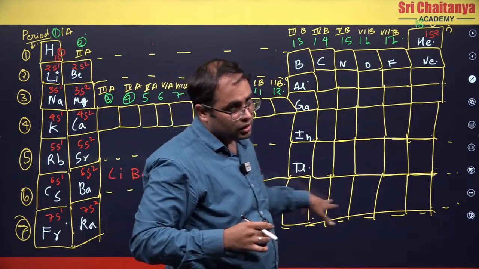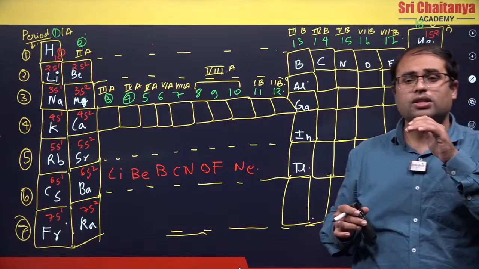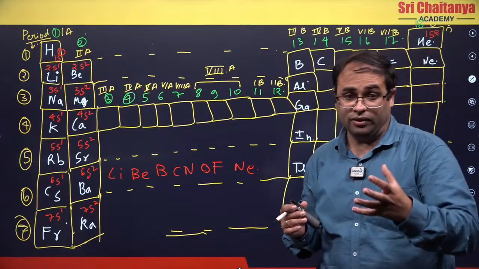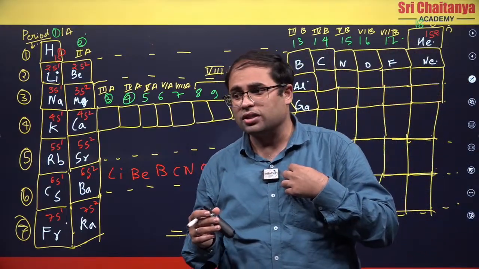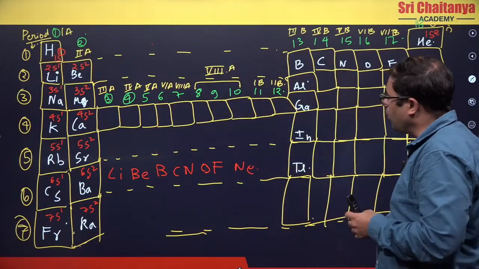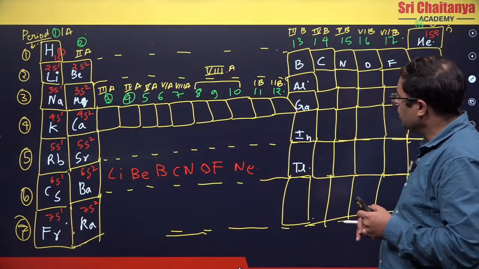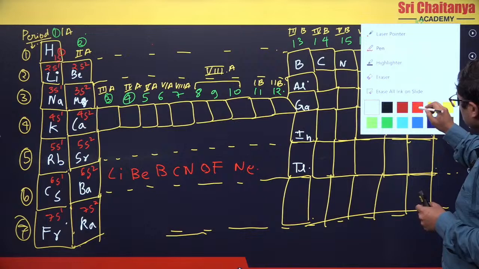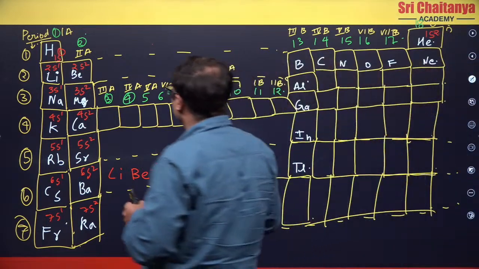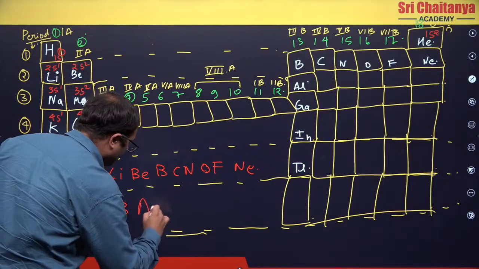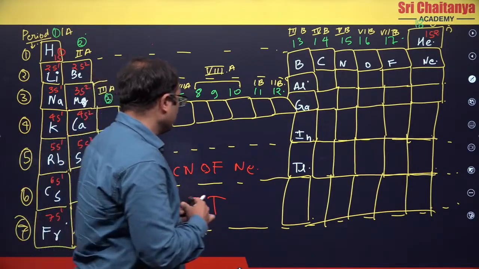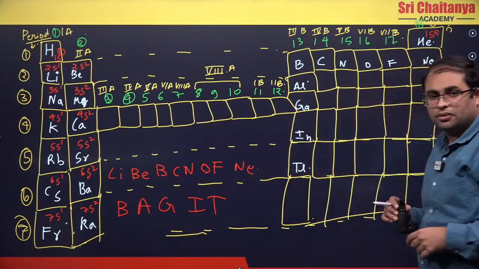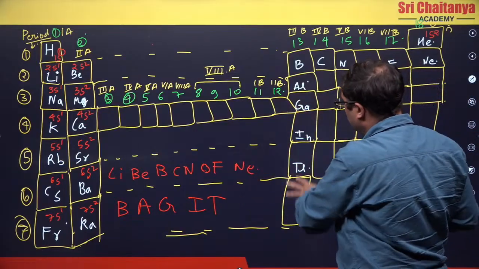See, the last period I will not be concerned with that much because that is not asked much, and all of these elements in the last period, the 7th period, are radioactive. Radioactivity means they are harmful to our health. That's why we will not talk about that. Now a mnemonic for this I am going to write: bag it. You can see B, A, G, I and T. You can write this mnemonic down and this will help you.